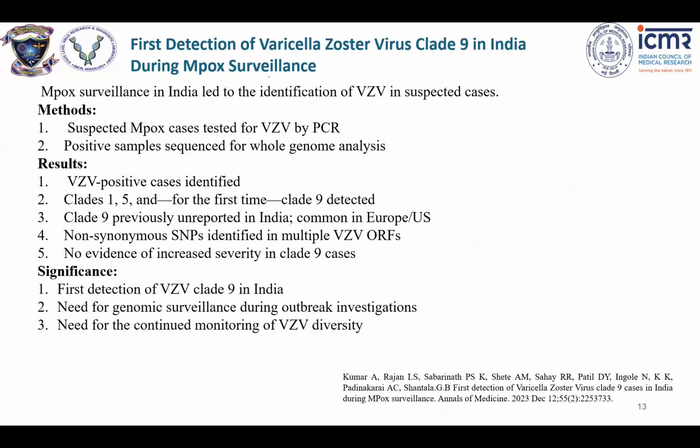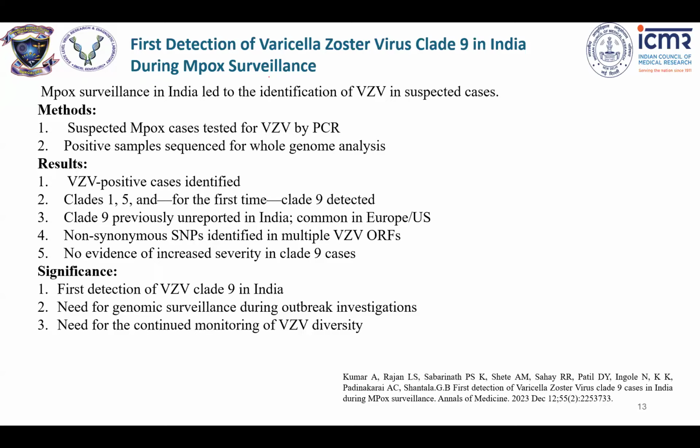Just to reiterate the role of the network in detecting genomic variants, we analyzed samples received for monkeypox virus and for varicella zoster virus DNA also. We found positivity in these samples, and all samples which tested positive for VZV were further submitted for genomic surveillance.